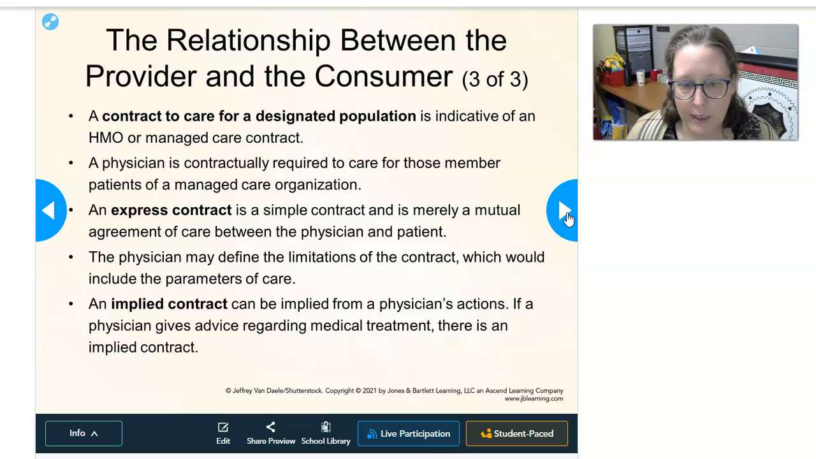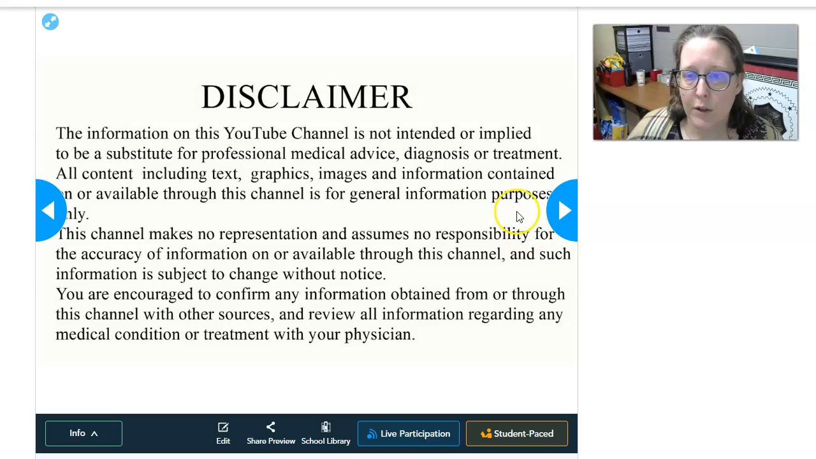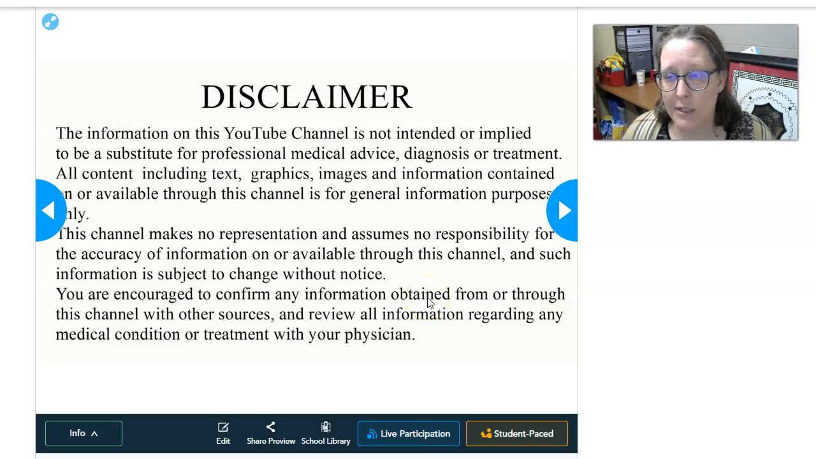An implied contract, again, can be implied from a physician's action. If a physician gives advice regarding a medical treatment, then there's an implied contract. And this is where you will often see this disclaimer. So any information out there on the internet, especially on YouTube or on Facebook or in podcasts and stuff, often has these disclaimers saying the information on this YouTube channel is not intended or implied to be a substitute for professional medical advice, diagnosis, and treatment.